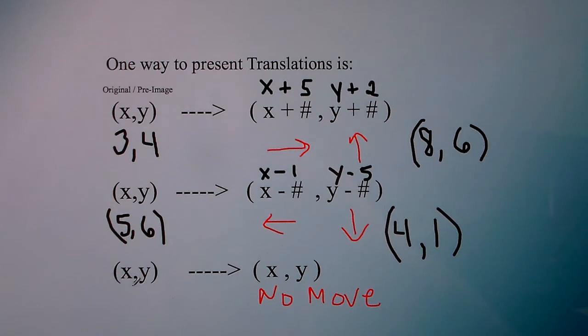And (x, y) goes to (x, y). Let's say you have the coordinate (5, 7). (x, y) to (x, y) just means it's not going to move at all. So (5, 7) stays at (5, 7).